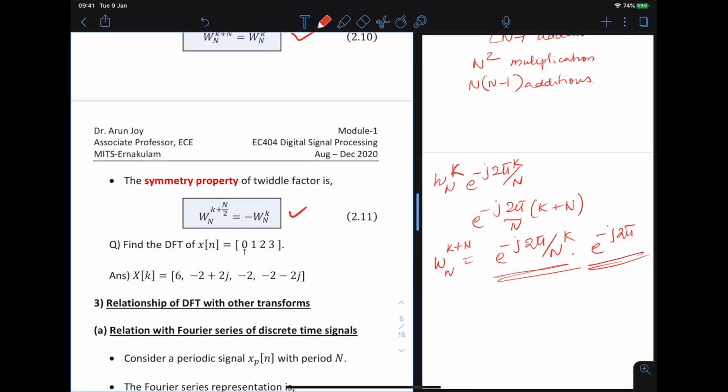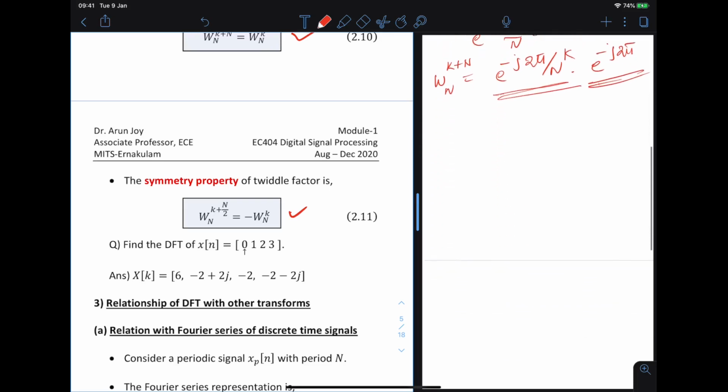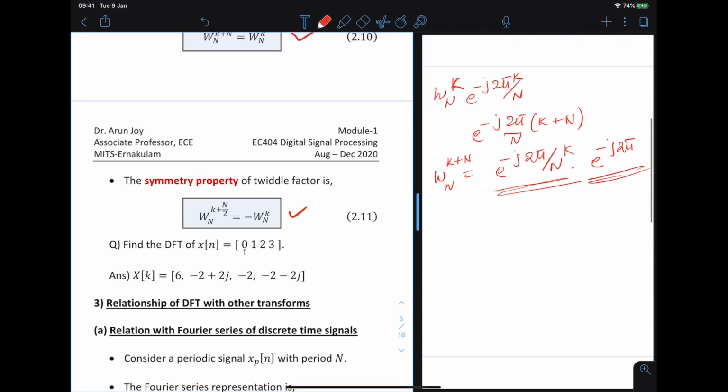Next, we'll do a simple problem on DFT. Given x of n is equal to 0, 1, 2, 3, find the DFT. Nothing is asked in the question, like finding an 8-point DFT. If you were asked to find an 8-point DFT, you would have to pad with 4 zeros and then do the question. Here, nothing is asked, so obviously you go with the 4-point DFT because that is the size of the actual signal.